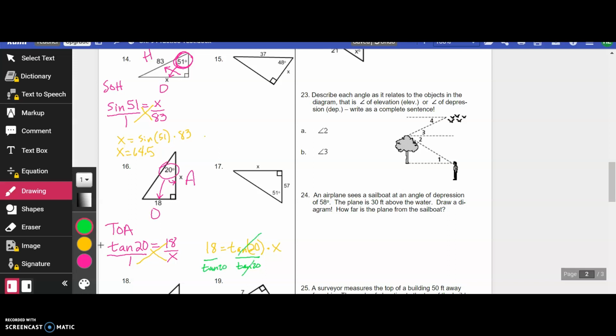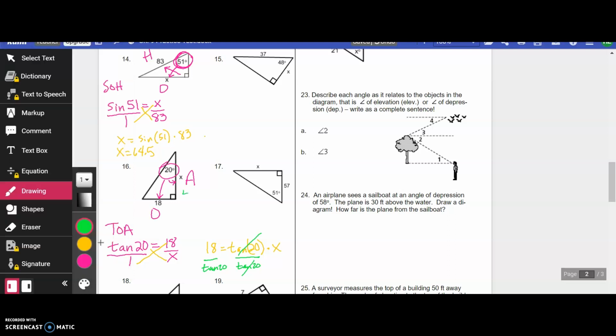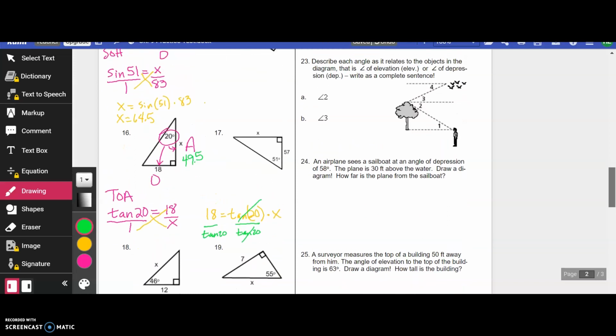So now my x is all by itself. So I type in 18 divided by tan 20. All right. So we get 49.45. So if it says round to the nearest tenth, it'd be 49.5. If it says round to the nearest whole number, then it'd be 49. So 49.5.